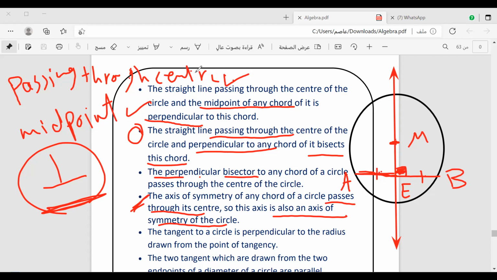And by the way, part of the definition of the axis of symmetry of the circle is that it is any straight line passing through the center of the circle.